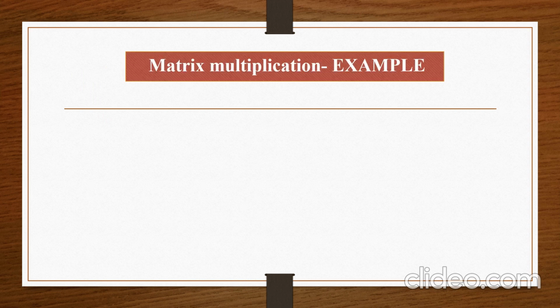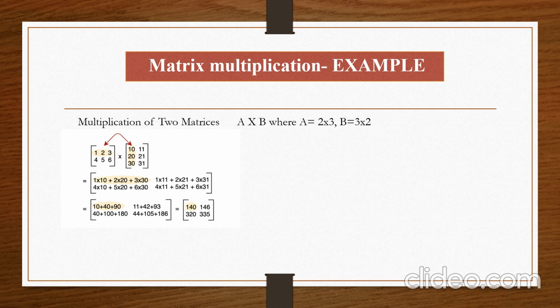We all know what matrix multiplication is. Two matrices A and B can be multiplied if and only if certain conditions are met. What are the conditions? The number of columns of the first matrix and the number of rows of the second matrix should be same. If this condition is met, only then the matrices A and B can be multiplied.